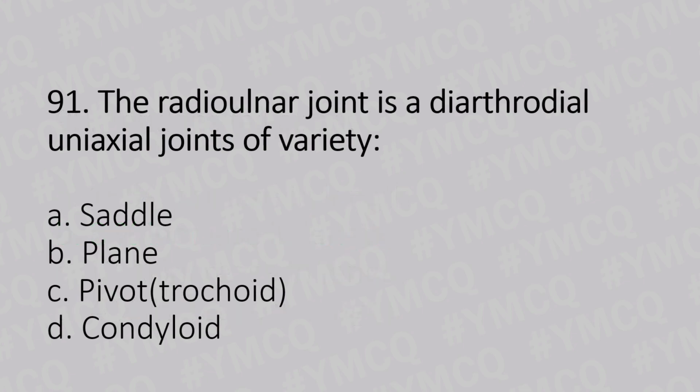Moving to our 91st question. The radioulnar joint is a diarthrodial uniaxial joint of variety. Option A, saddle. Option B, plane. Option C, pivot. Option D, condyloid. And the answer is option C, pivot.